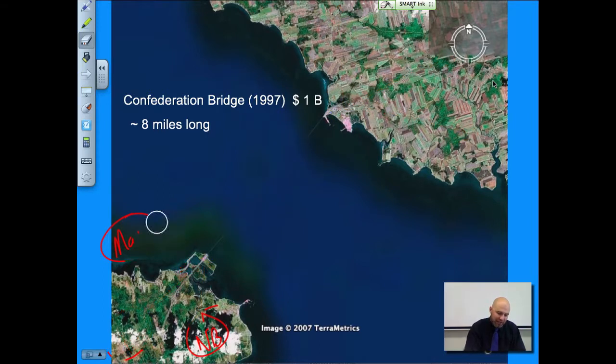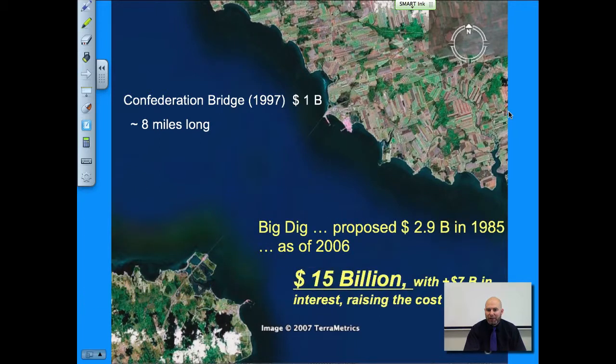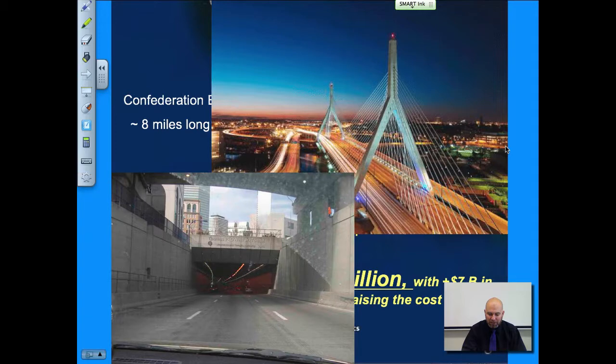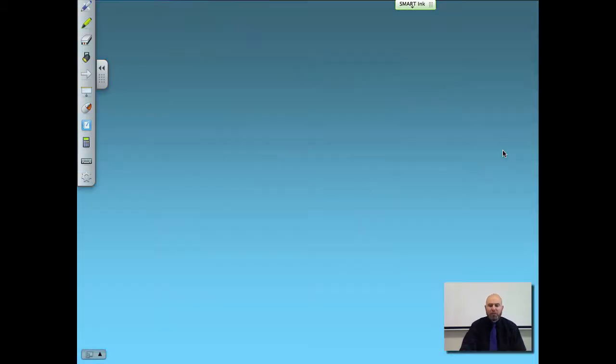You can see the numbers. I put a few things up there: Confederation Bridge, about $1 billion, 8-mile long bridge in the middle of the ocean. And I just throw it up here. The Big Dig is well over $22 billion. This is in Boston. So anyway, there's the big Boston part of the bridge. All right, so let's call that good. Again, just giving you the idea of moles of one to moles of another.